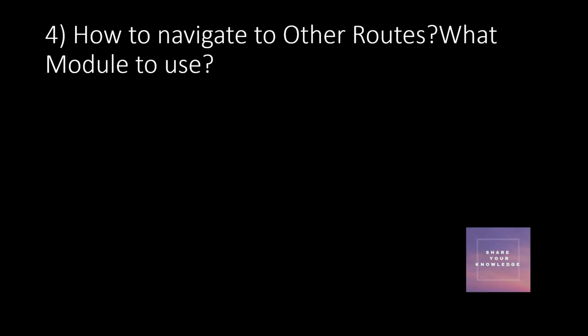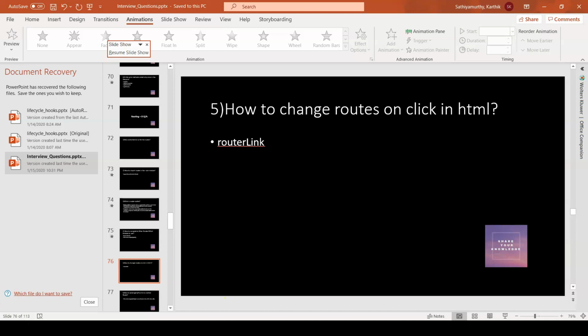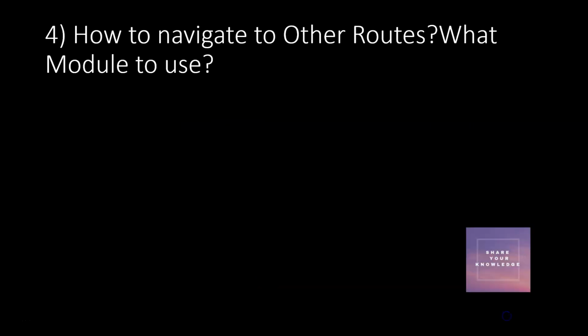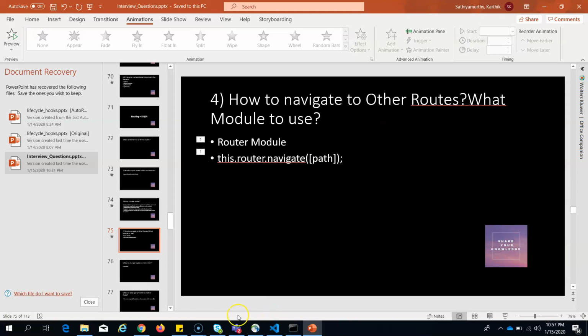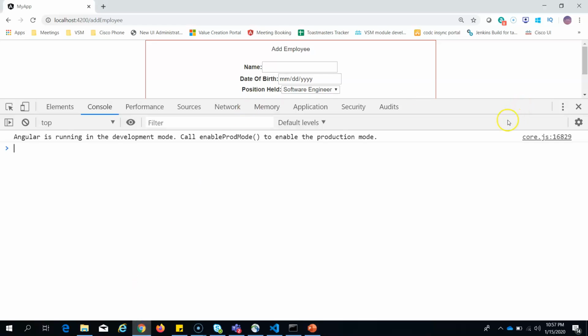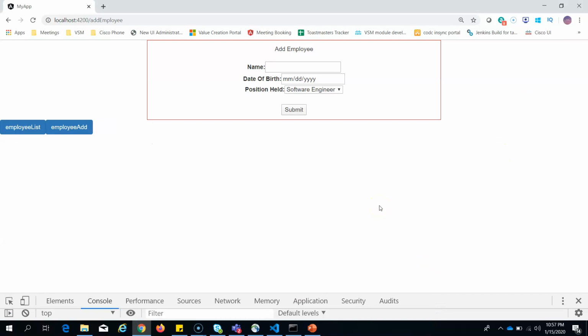Now moving back to the fourth question. How to programmatically navigate to other routes? What module to use for that? For showing this example, for navigating to other routes programmatically, I've already done one implementation likewise. If you see add employee, once anybody adds this employee, right?